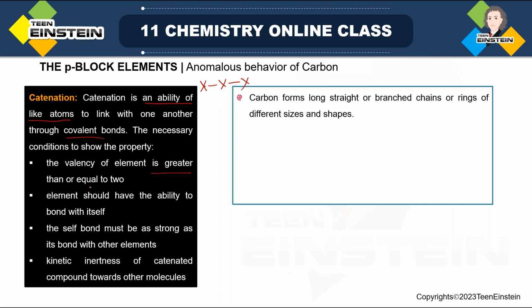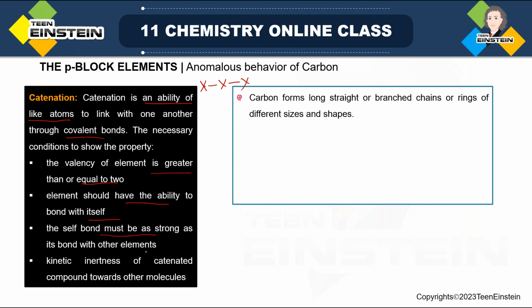The valency of the element is greater than or equal to 2. So it has to be at least 2. So you cannot expect it in the case of group 1 or group 2, where valency is 1 and 2, right? The element should have the ability to bond with itself. This type of bond between like atoms we can see in the case of group 14. So this condition is also present, and maximum for carbon obviously.